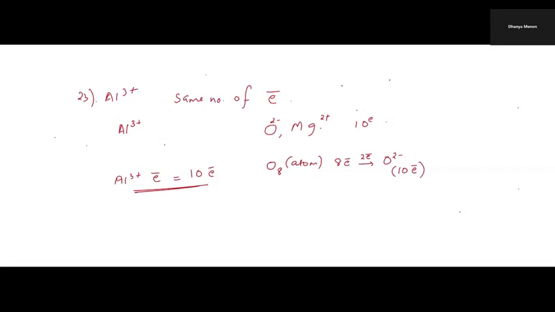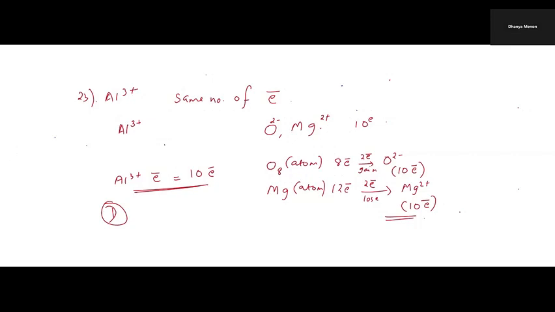Similarly, magnesium atom has 12 electrons. But when it is forming magnesium ion, it will gain 2 electrons. Sorry, it will lose 2 electrons. This is gain, and when it loses 2 electrons, you will get 10 electrons. Right? So our answer is magnesium and oxygen. That is our D option.